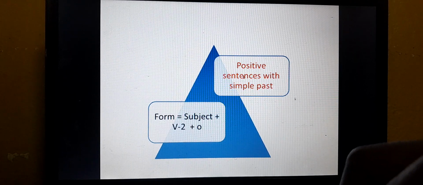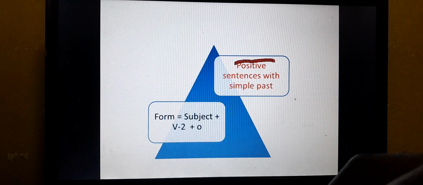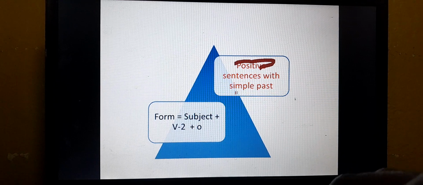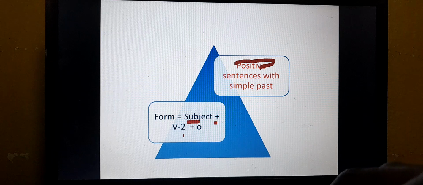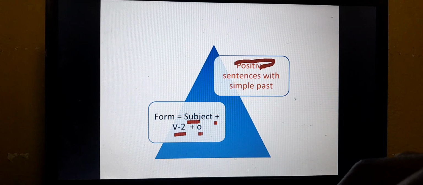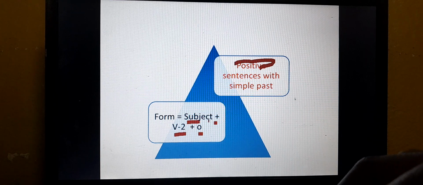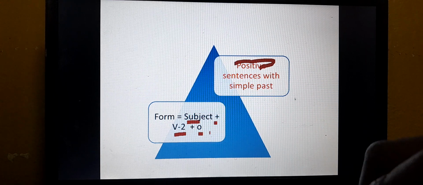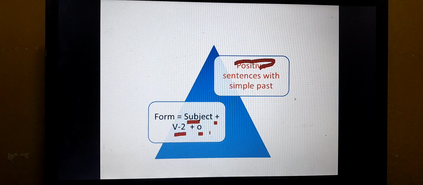So, having this in mind, let us see how to make positive sentences using simple past. This is the structure that we have to use to form a positive sentence using simple past, which means subject plus verb 2 plus object. Okay? So this is the correct rule in order to form a positive sentence.